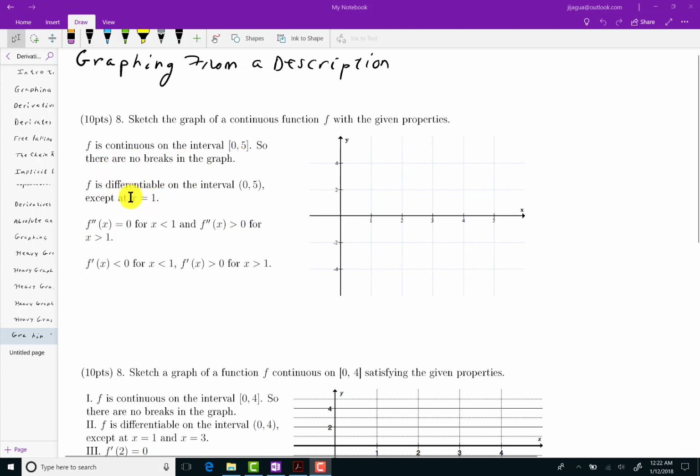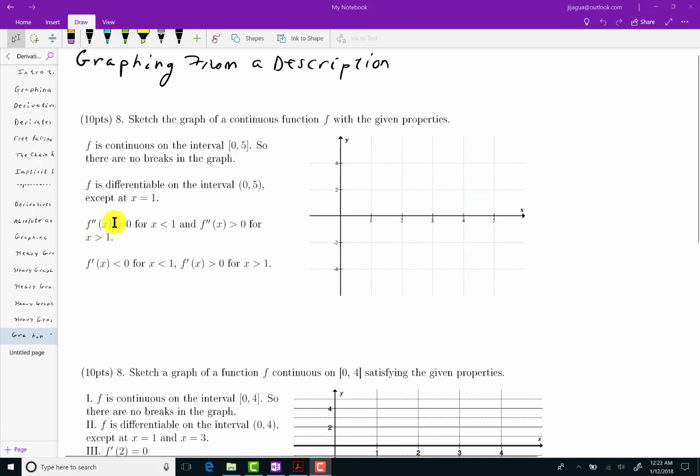How can this be? How can it not be differentiable at a particular number? Well, when it has a sharp point. That's typically when we don't have a derivative at a certain value of x. All right, so I've got those 2 things down. So at x equal to 1, I'll have some sort of a sharp point. I'll keep that in mind when I go and do my graph. Now, let's take a look at some of the requirements of the graph.